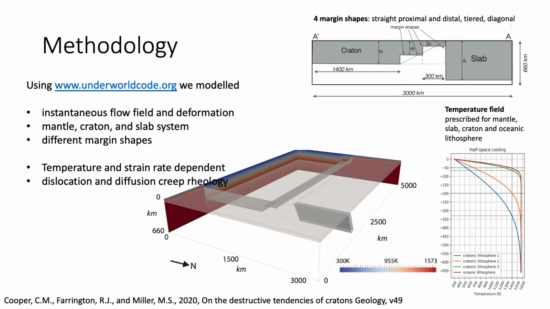We modeled our material using temperature and strain rate dependent rheology using dislocation and diffusion creep. We imposed an initial temperature field for the oceanic lithosphere, the subducting slab, and the craton, based on assumed temperatures.